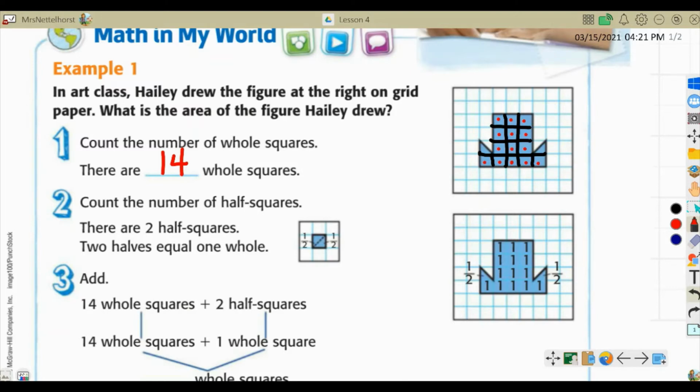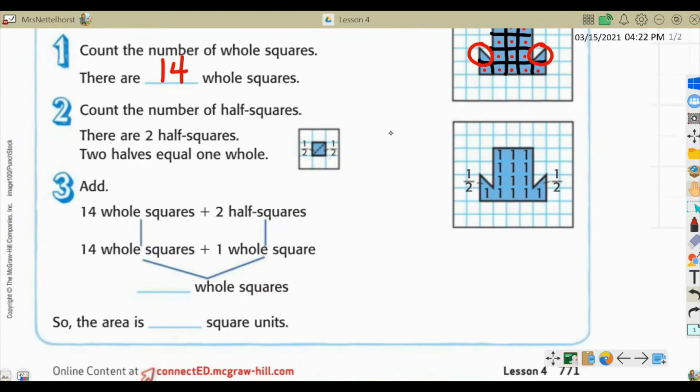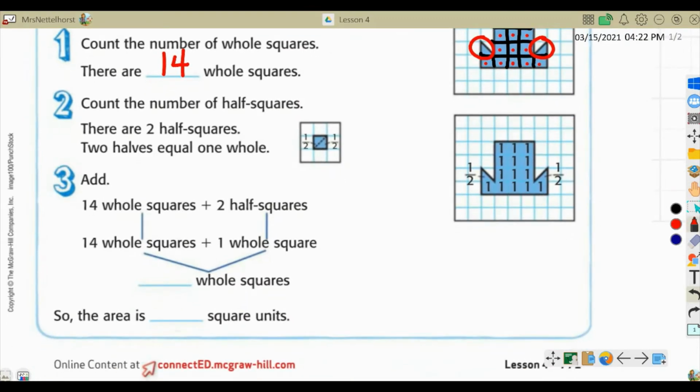So you're going to count the number of half squares. There are 2 half squares. There's this one and this one. So we know that 2 halves makes 1 whole, and so all we have to do is add them together. So 14 whole squares plus 2 half squares. Your 2 half squares is the same as 1 whole square. So they just add the 14 whole squares to 1 whole square, which 14 plus 1 is 15 whole squares. So the area is 15 square units.